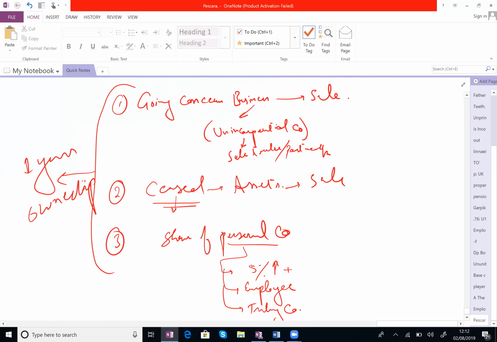Okay. When you sell the unincorporated going concern business, you must have 1 year ownership. Otherwise, you will never get the entrepreneur relief. Okay. And when you sell the ceased business assets, again 1 year ownership is a must. And third, when you sell the shares of a personal company, you will get the entrepreneur relief if you have 1 year ownership. Got my point? Girls, got my point? Yes. Yes, ma'am. Okay, another situation.